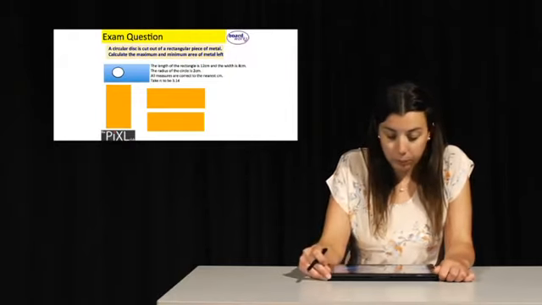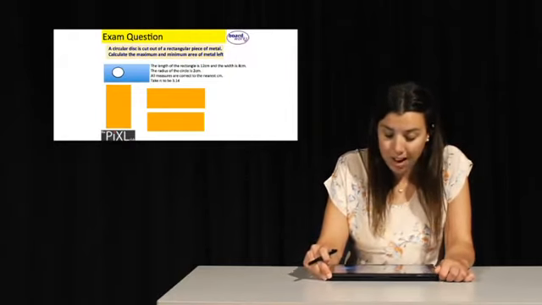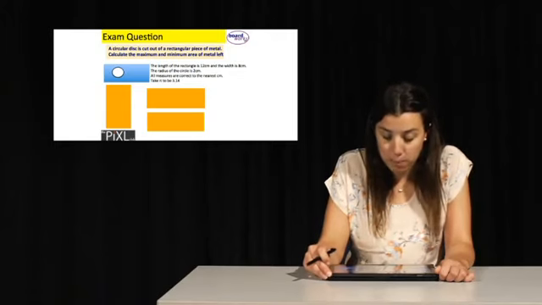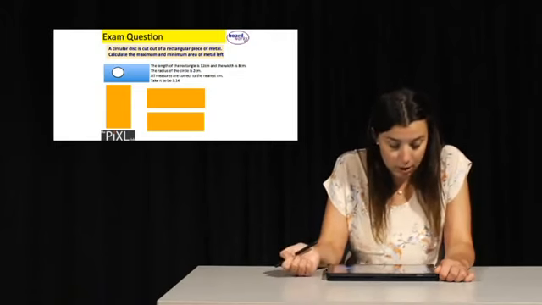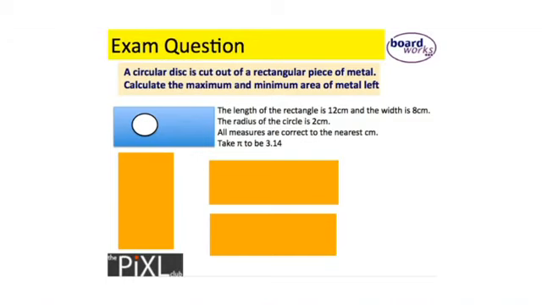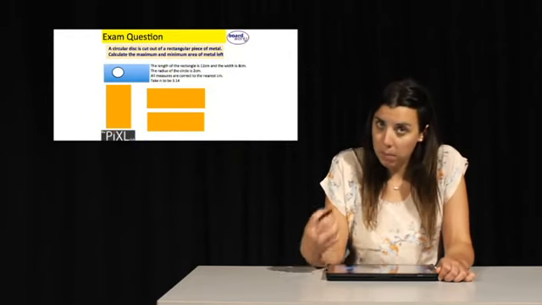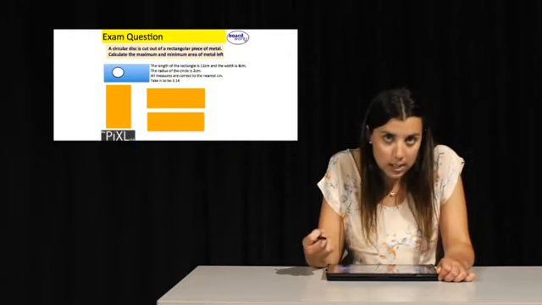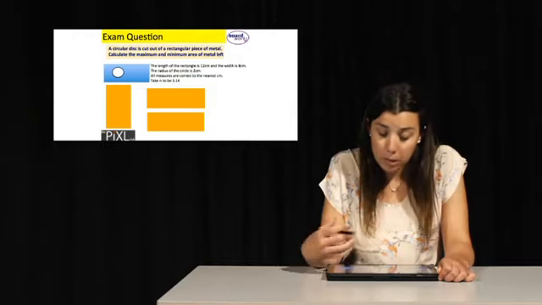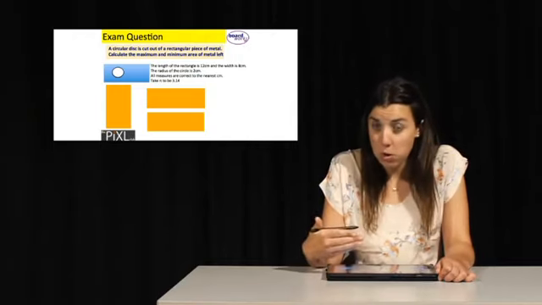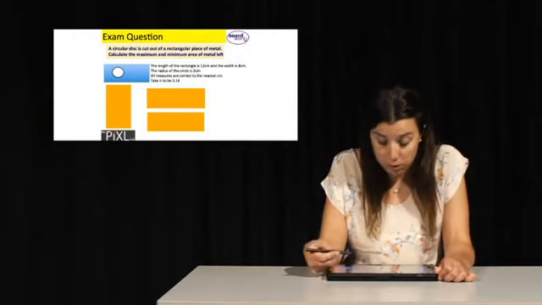Our next question is about a circular disc being cut out of a rectangular piece of metal. You can see here from the diagram. The question is, calculate the maximum and minimum area left. They don't use the word upper and lower bounds. Similar to the question before we had about the running, it was to the greatest possible speed, okay? In these questions, you need to know that you're applying your knowledge of bounds.